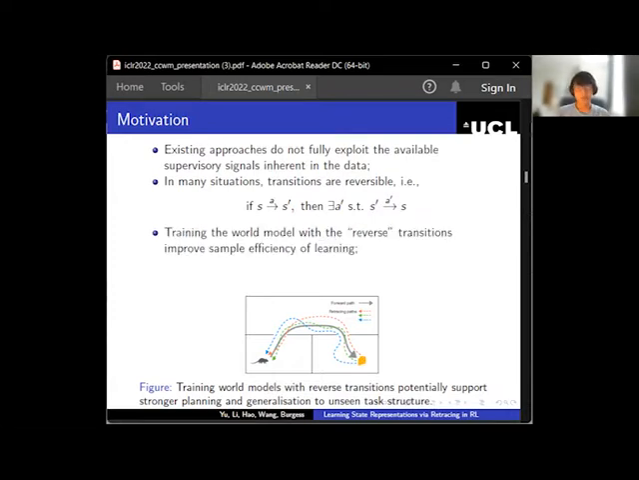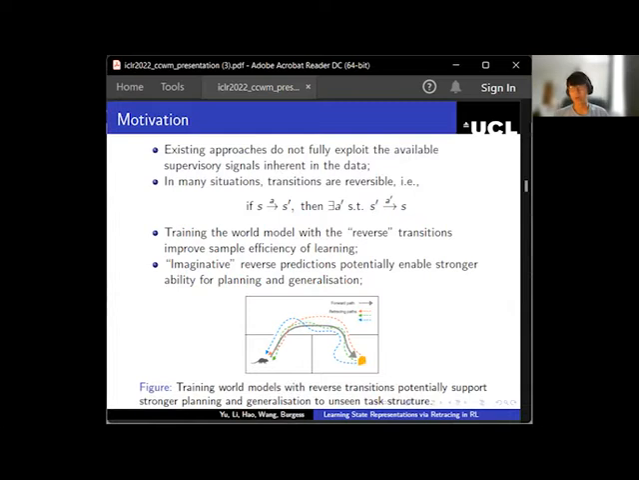We claim that in many tasks, such as spatial navigation or robot arm manipulation, such reversible transitions are very commonly encountered. Training the world model with such additional reverse transitions might improve the sample efficiency of learning the model without additional interaction with the environment. It might also provide additional benefits: we propose that learning from such reverse transitions could potentially lead to stronger generalization and an extended planning horizon.